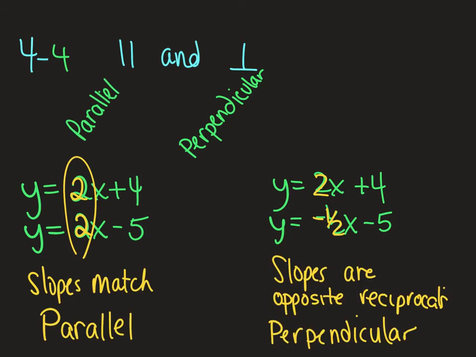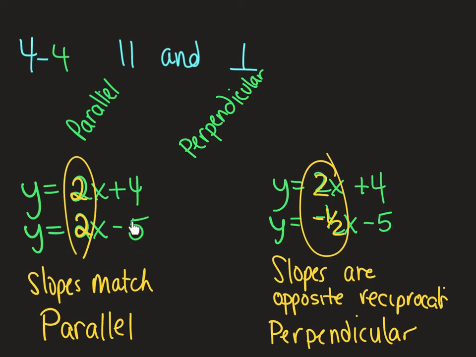When the slopes are opposite reciprocals, then the lines are perpendicular. So not only does it have to be like positive and negative, if this is 2, this is the reciprocal, the flip of that. Instead of 2/1, it's now 1/2. Who cares what's at the back? That does not matter to us.